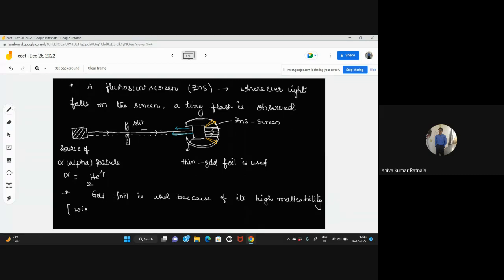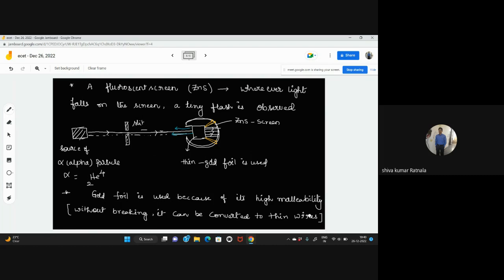Malleability means without breaking, it can be converted to thin wires. So at the time of that experiment, we had only one metal which can be converted into very thin wires, that is gold. That's the reason gold was taken in the experiment.